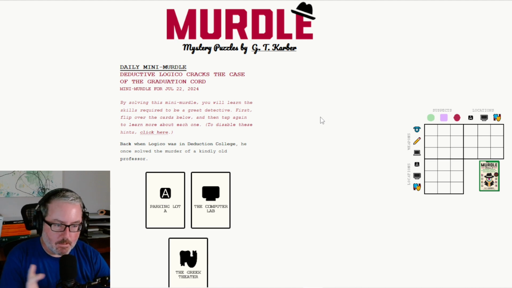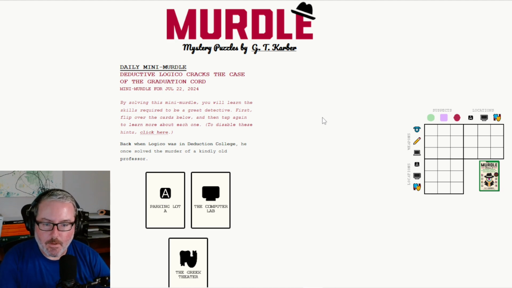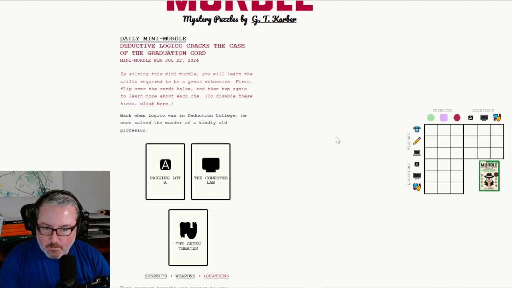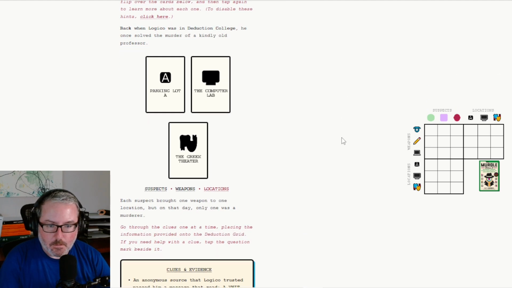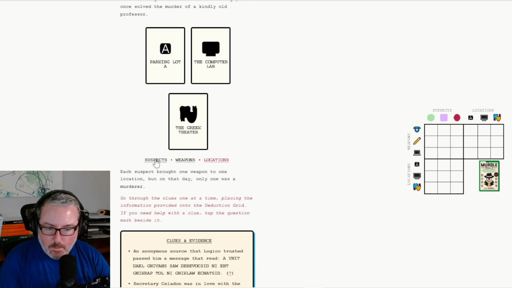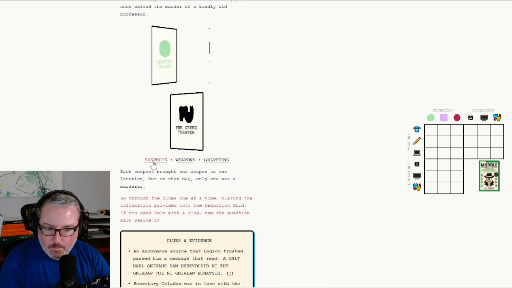Really, the regular one is just slightly larger. The Mini one is slightly smaller, so that's really the only difference between the two. Anyway, let's get started on this one. So we've got Deductive Logico cracks the case of the graduation cord. Blah, blah, blah. That seems somewhat irrelevant. Back when Logico was in deduction college, he once solved the murder of a kindly old professor. And we're going to have suspects, weapons, and locations set up here.